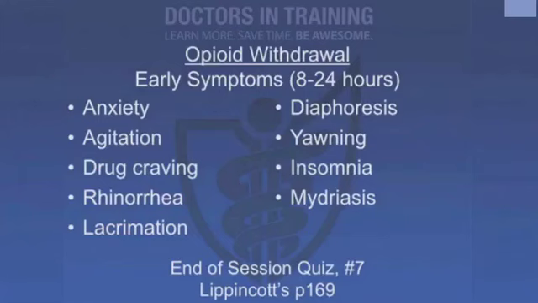Next question, describe the early and late symptoms of opioid withdrawal. So the early symptoms occur between 8 and 24 hours after the last opioid dose. These early symptoms include anxiety, agitation, drug craving, rhinorrhea or runny nose, lacrimation or tearing, diaphoresis or sweating, yawning, insomnia, and mydriasis or dilation of the pupils.